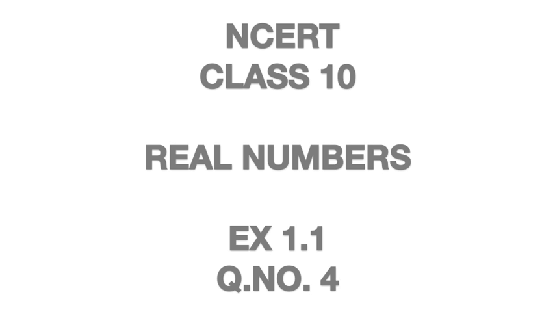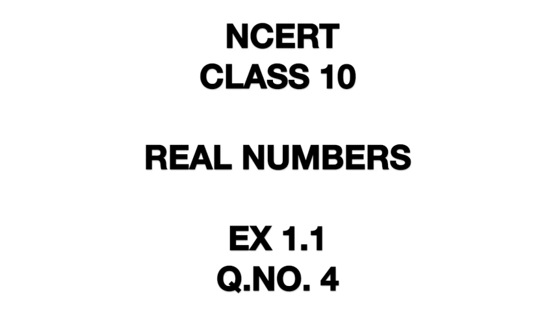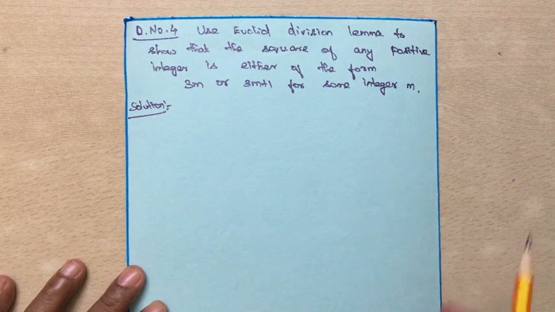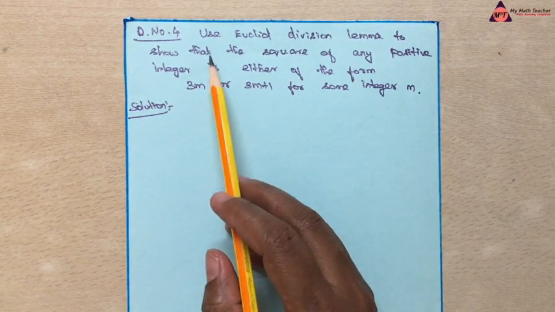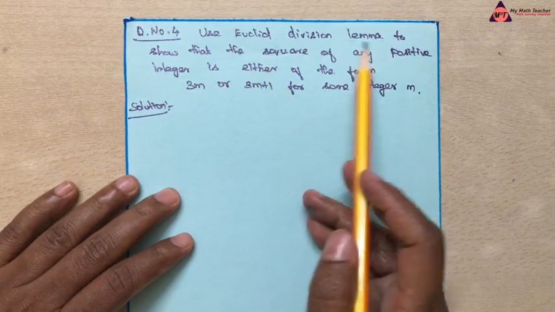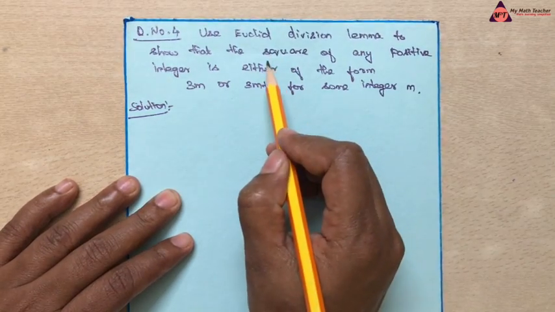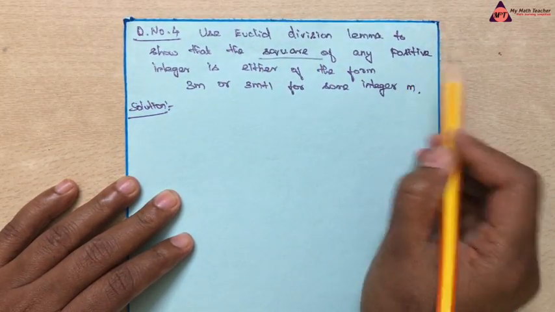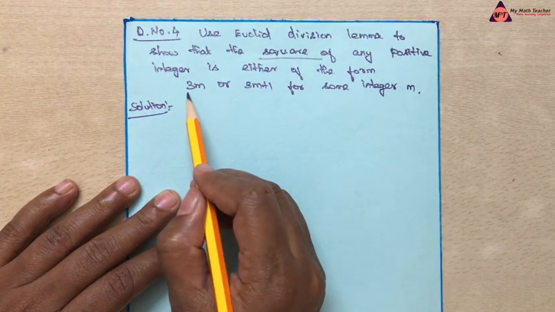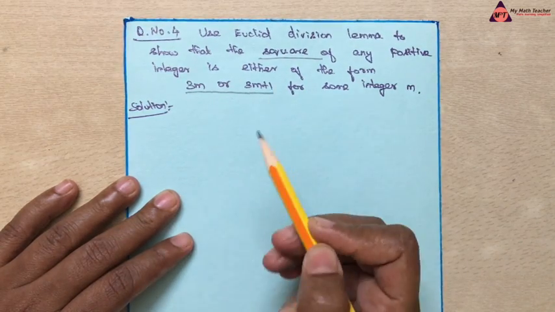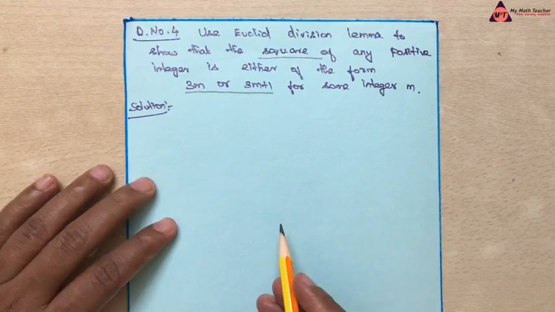In this video, I am going to solve question number 4 for you from the exercise 1.1. This is for class 10 students from NCERT syllabus. The question is, using Euclid division algorithm, we have to show that the square of any positive integer is either of the form 3m or 3m plus 1 for some integer m.